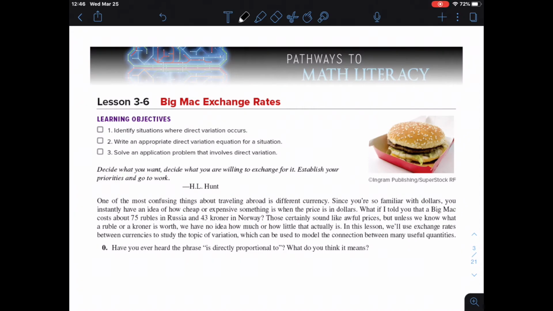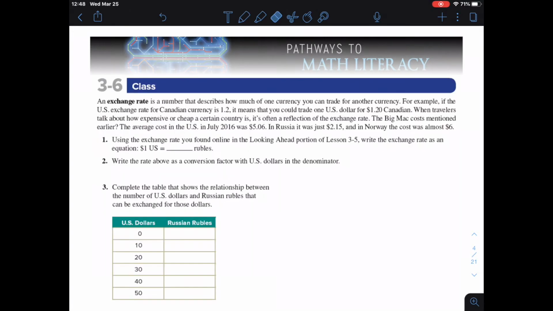So in lesson 3.6, we're going to go through something called direct variation. And to get through that concept, we're going to think about exchange rates. If you've ever dealt with exchange rates before, when you go to a different country, you convert your US dollars to whatever form of currency they use. It's going to vary from country to country how much you get for the amount of money you exchange. So we're going to specifically work with rubles, which is the Russian form of currency.